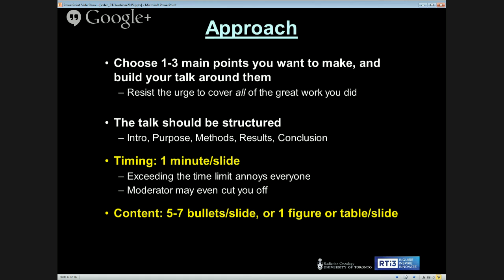Timing. This is my first golden rule. On average, I think people should aim for one slide per minute.